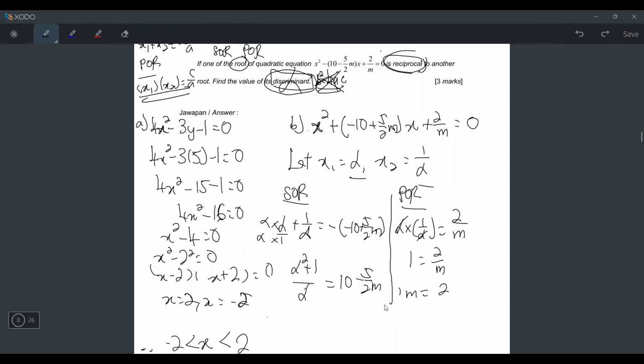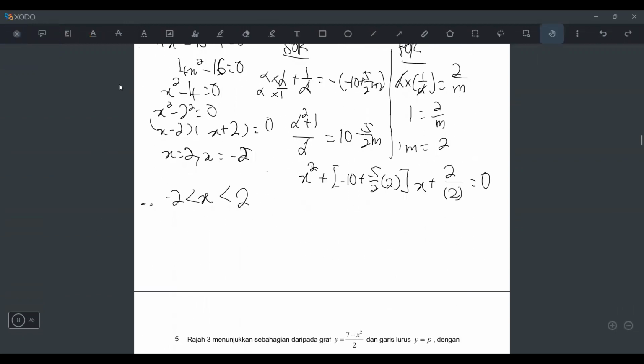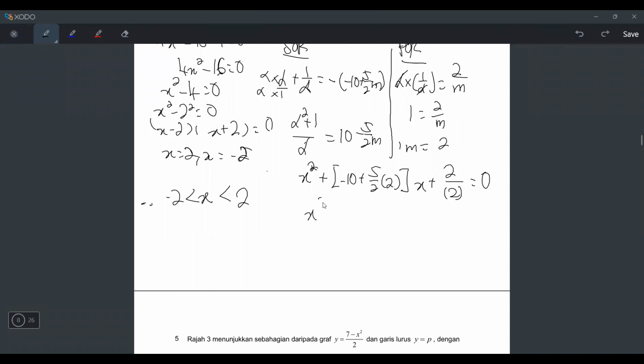So now what I will do is, I will not erase this. Even though this working is useless, I will not erase it. I will just keep it like this. And then I will just write my new equation. It will be x squared plus negative 10 plus 5 over 2m, and I already know m is 2, close bracket, x plus 2 over m equals 0. So now I will just get this value. So 5 over 2, 2 and 2 cancel, negative 10 plus 5 is negative 5x, and then 2 over 2 is 1, equals 0. Okay.